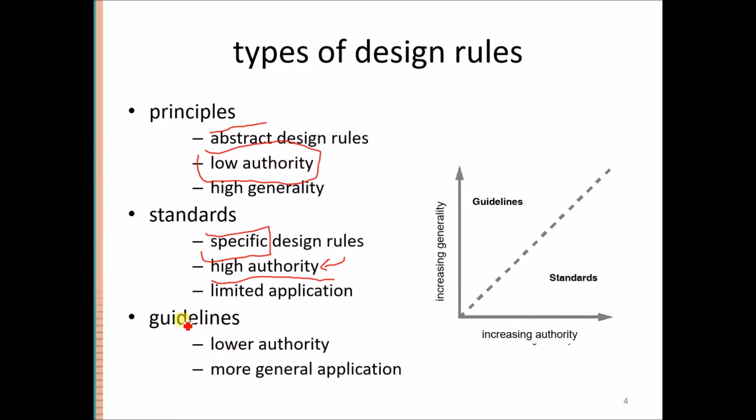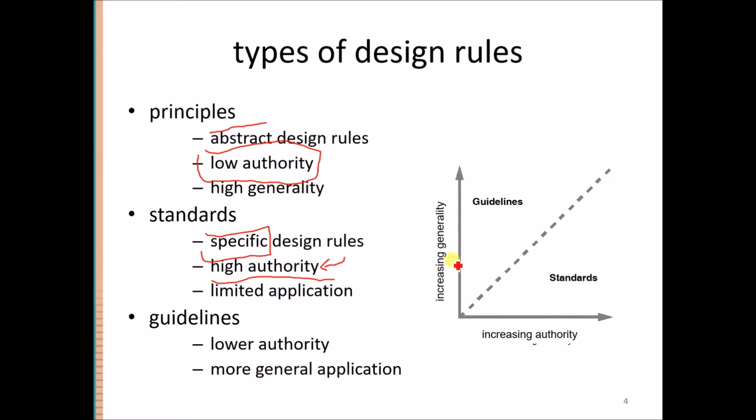And what are guidelines? Guidelines have low authority. Again, it means that we do not have to follow the rule in a strict way, and more general applications are there in the guideline. So when the authority is low, generality is higher.